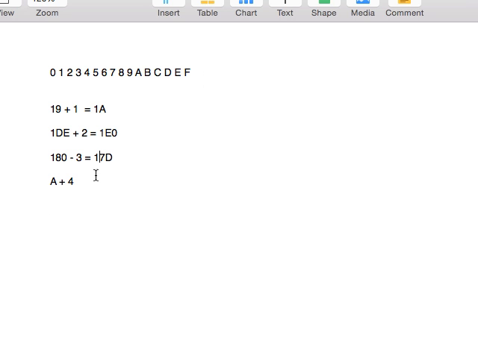You can check that if you'd like by adding 3 to 17D. If you add 3 to D, you would go 1, 2, 3. You go over the 0. 1 plus F is 10, so it would be a 0, carry the 1. The 1 over the 7 would become 8, and you would get 180. Okay, so A plus 4, very easy. 1, 2, 3, 4. That would be E.